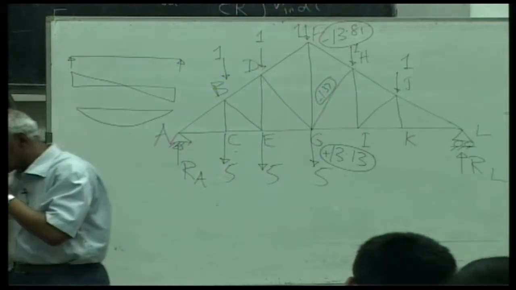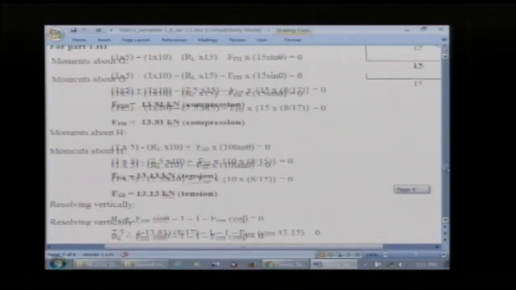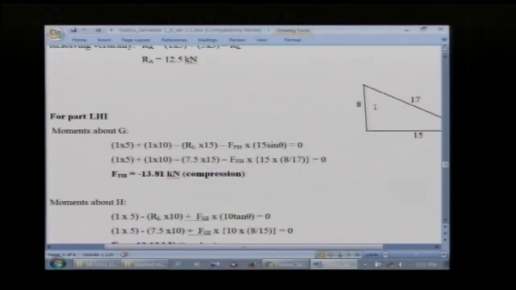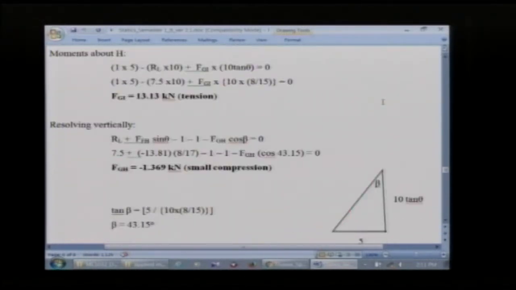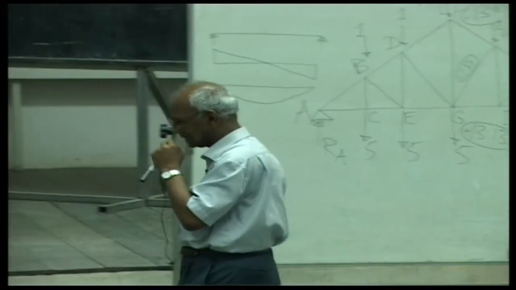That is why earlier also, even in something that did not look like a parallel chorded truss at all, this web member force towards the center of the truss is quite small, certainly compared to this one and this one, right? If you find this web member force, it will be much larger. You can check it out. So you have to see a truss as being something like a beam, right?